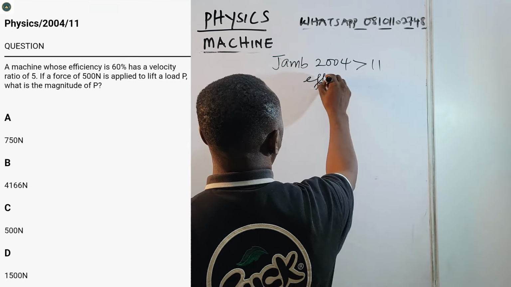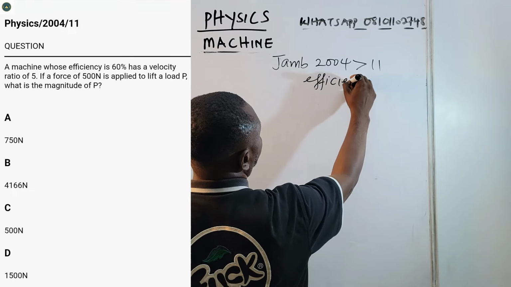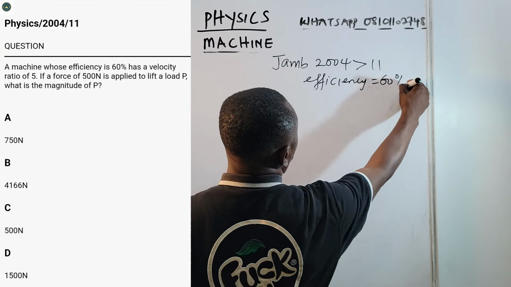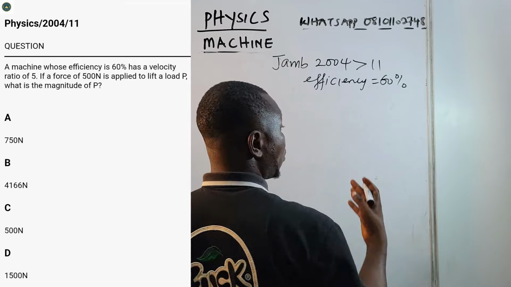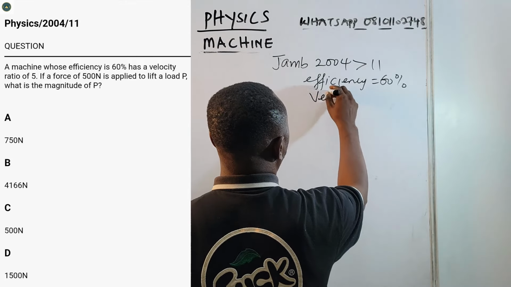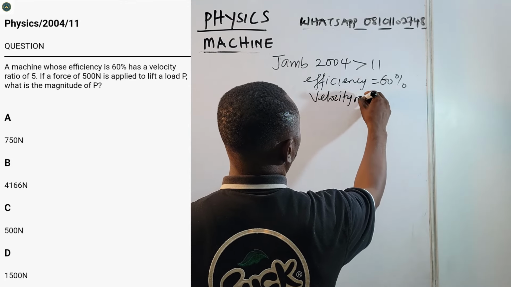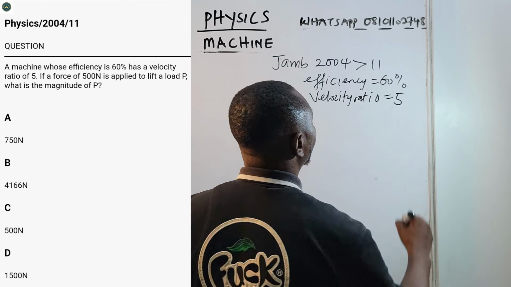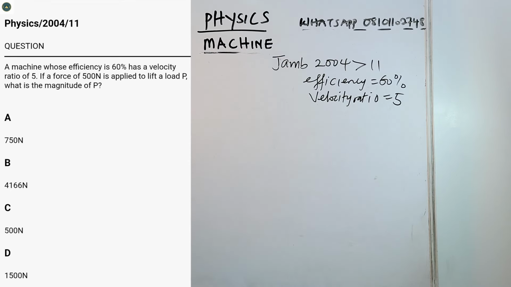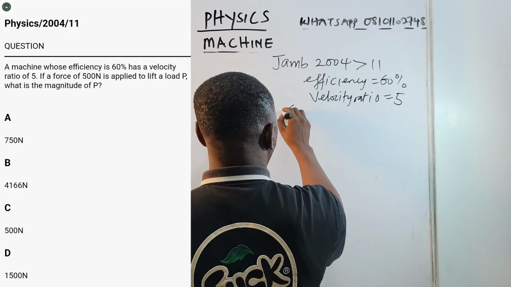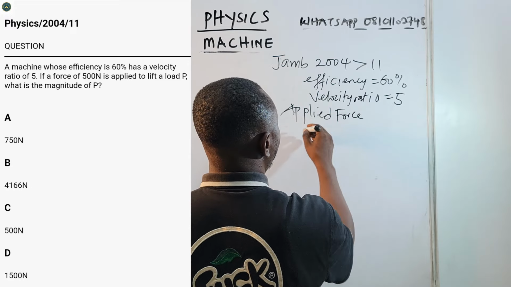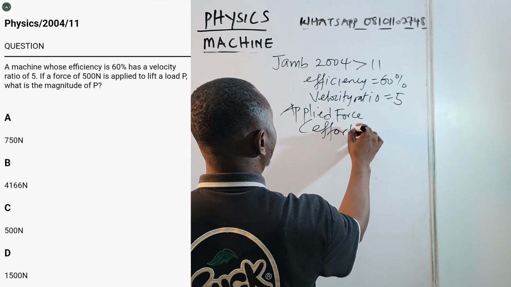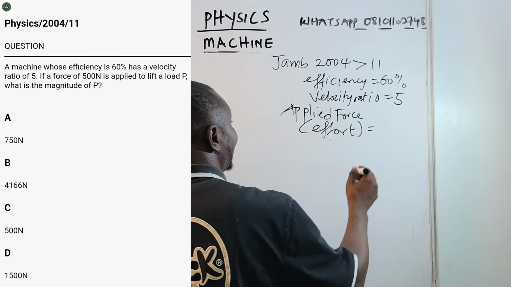So efficiency is 60%. It has a velocity ratio of 5. Pulley rotation is 5. So the velocity ratio is 5. Now, if a force of 500 Newton is applied, so there is an applied force. Now, that applied force is in the form of effort, and it's 500 Newton.